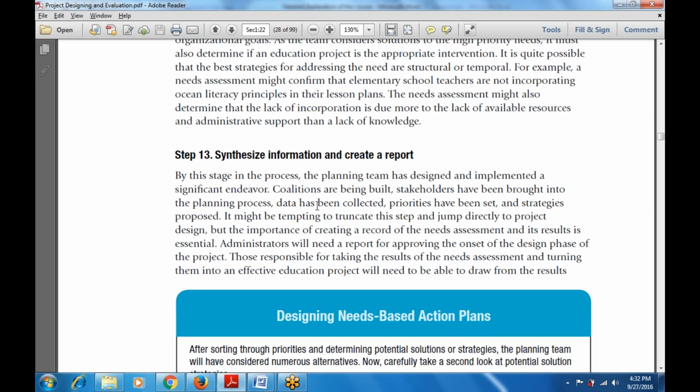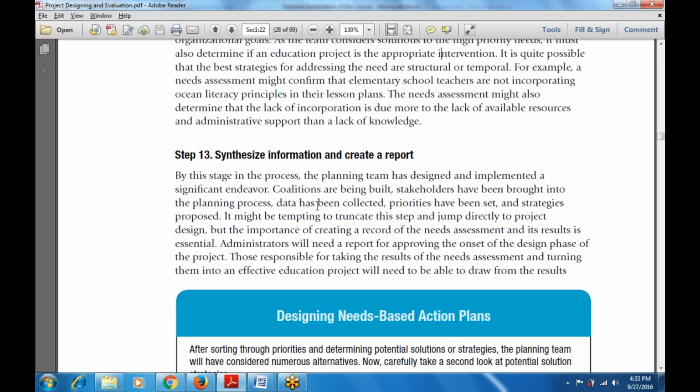It might be tempting to truncate this step and jump directly to the project design. But the importance of creating a record of the needs assessment and its results is very essential. The administrators will need a report for approving the onset of the design phase of the project, and those responsible for turning the results of the needs assessment into an effective education project will need to be able to draw from the results.